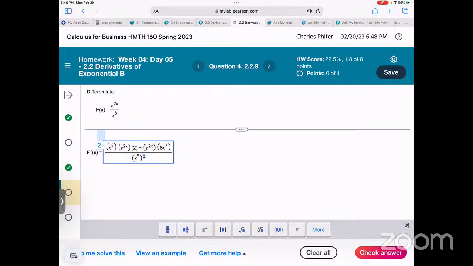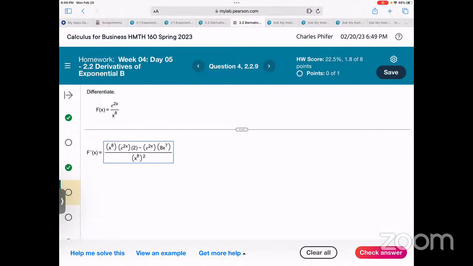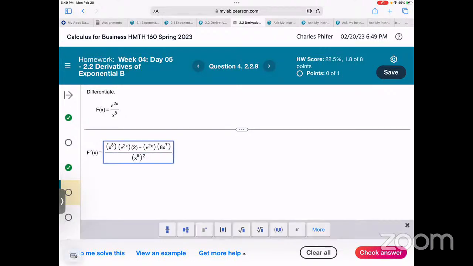Thank you. So before we submit this, notice that both terms have that e to the 2x. They both have the 2, and they both have 7 x's, right? So we're going to simplify this down some. This isn't the fully simplified form. There are things that we can factor and cancel.